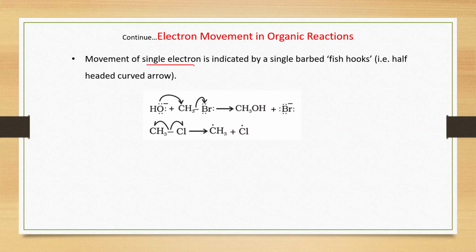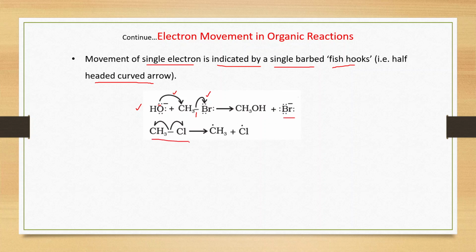Movement of a single electron is indicated by a single barbed, that is fish-hook, half-headed curved arrow. In this one, the complete electron pair is shifted to this carbon, so we use this curved arrow notation. But from this bonded pair, the electron is shifted to this position, so again we use this curved arrow notation. We will get this Br minus.